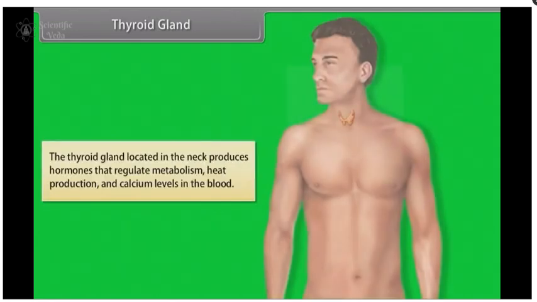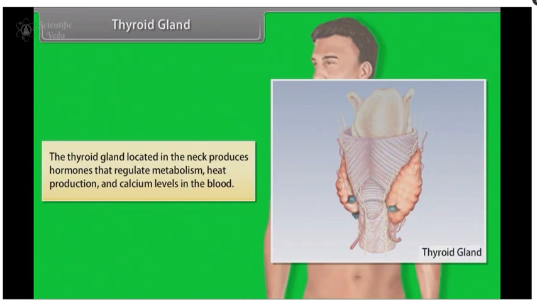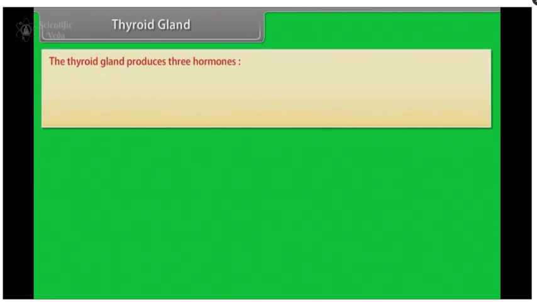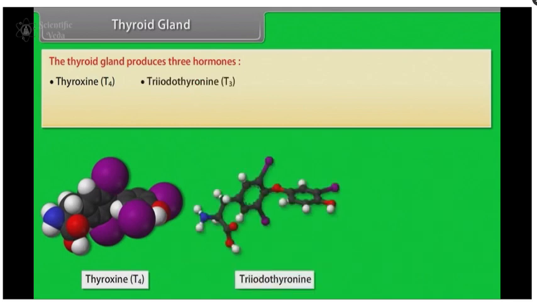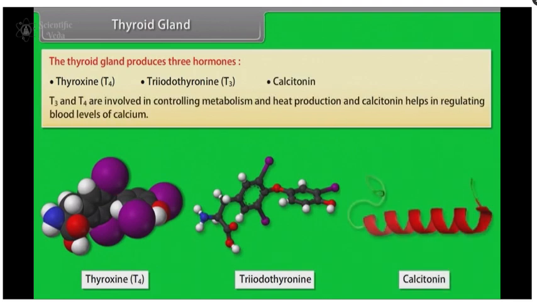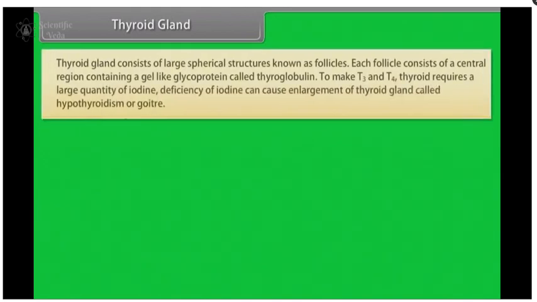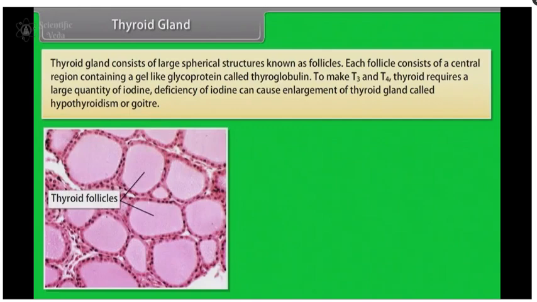Thyroid gland. The thyroid gland located in the neck produces hormones that regulate metabolism, heat production, and calcium levels in the blood. The thyroid gland produces three hormones: thyroxine T4, triiodothyronine T3, and calcitonin. T3 and T4 are involved in controlling metabolism and heat production, and calcitonin helps in regulating blood levels of calcium. The thyroid gland consists of large spherical structures known as follicles. Each follicle consists of a central region containing a gel-like glycoprotein called thyroglobulin.